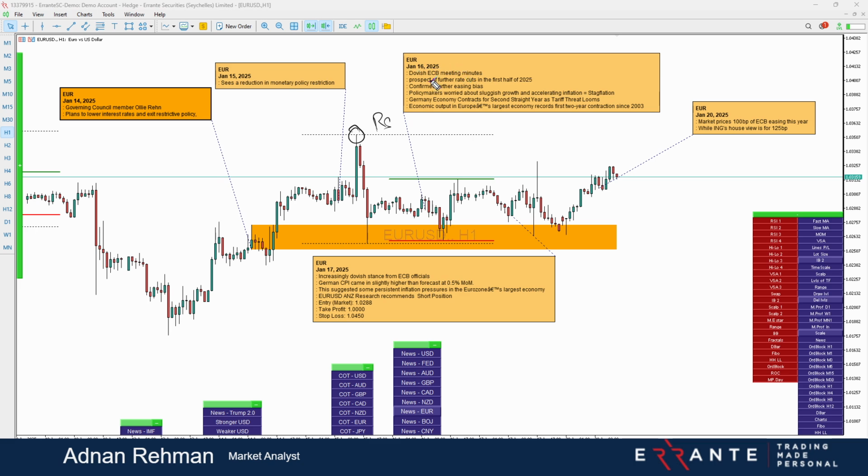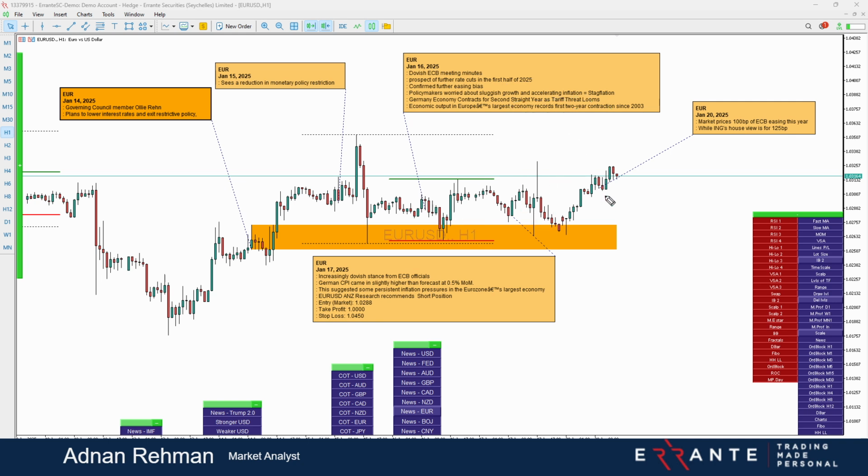And then on the 15th and 16th of January, we saw again dovish comments from the ECB, and then there will be rate cuts, and then easing bias is confirmed, and then stagflation is in play. And Germany has been in contraction for the second consecutive year for the first time since 2003. So this is totally negative news from the euro side. And then when was this printed? It was printed over here. After this place, it's moving like this in this zone over here.